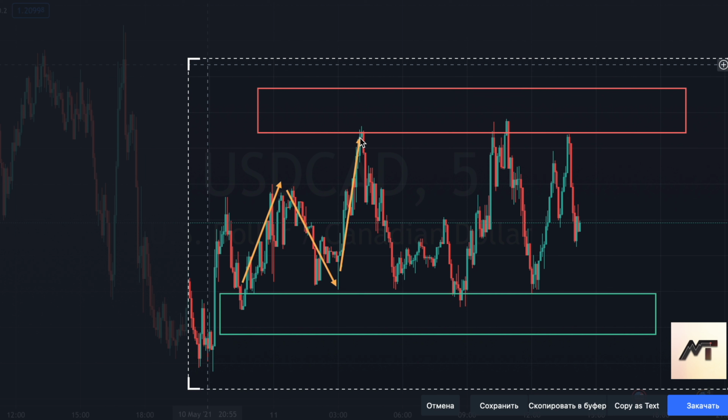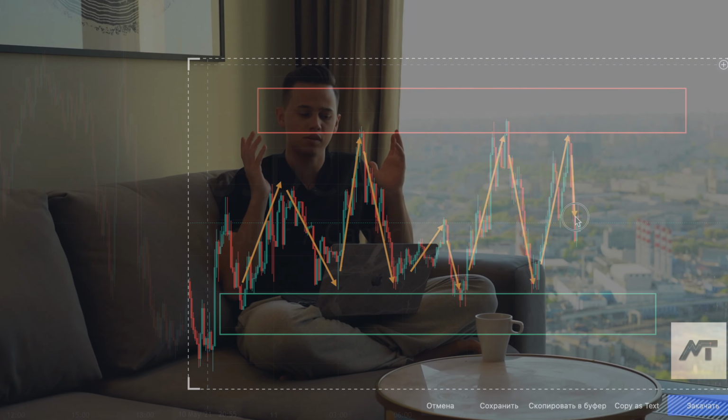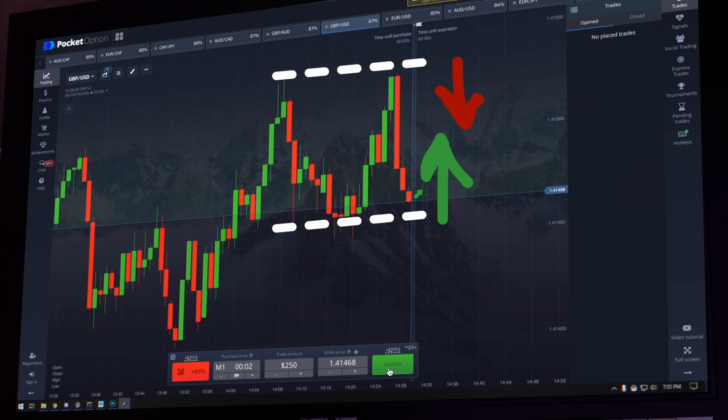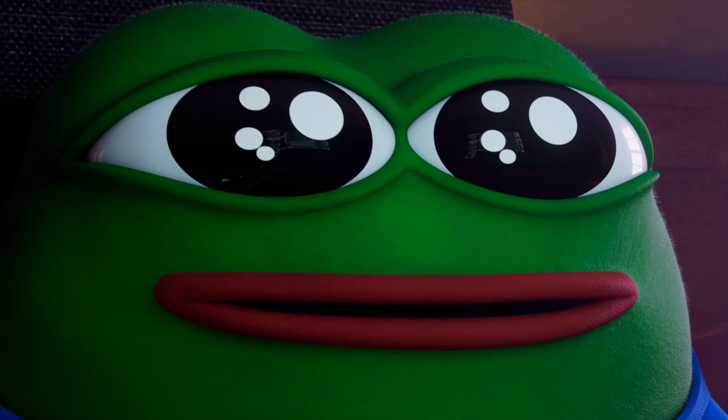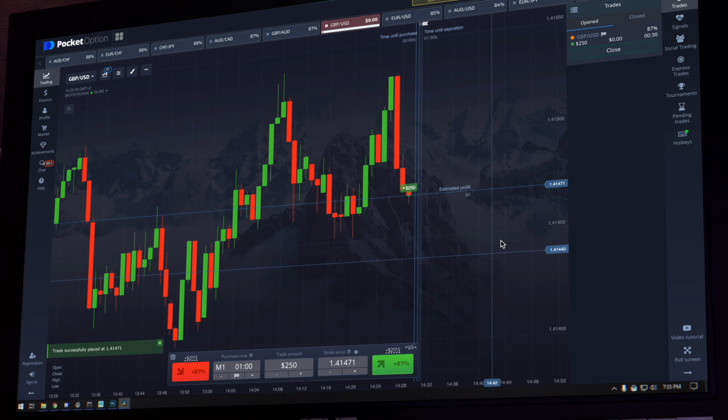And here's why. I very often see how beginners try to trade on such sideways price ranges. Their strategy pretty much looks like this. Here I'm gonna buy, here I'm gonna sell. This is it, man. This is my time to become a millionaire.